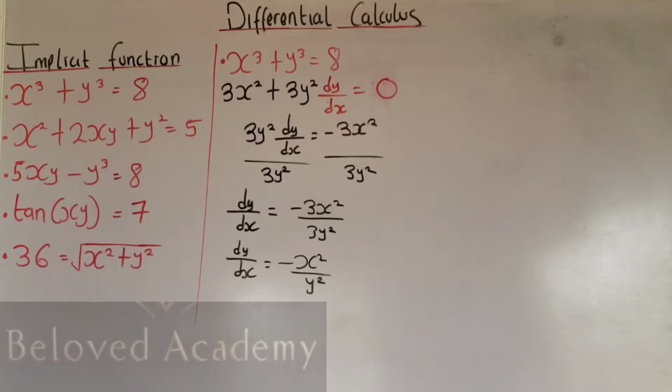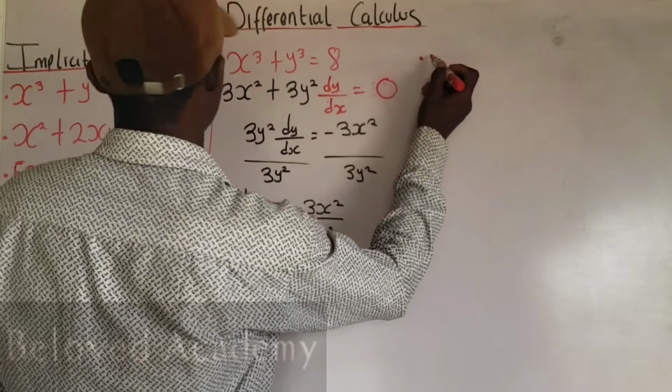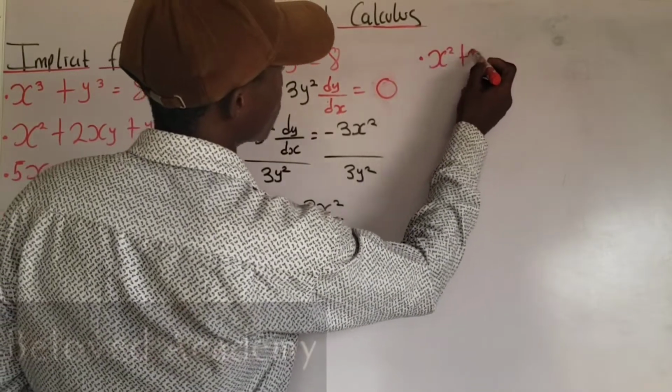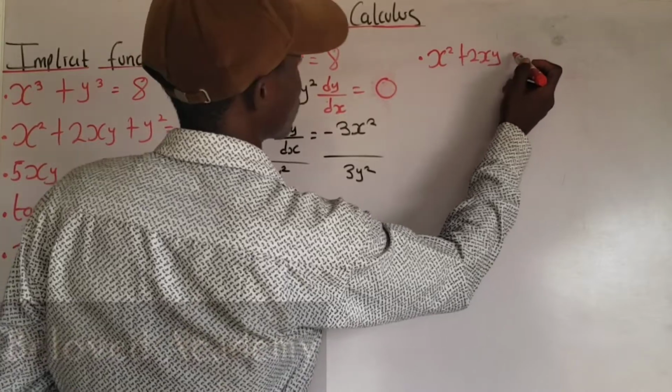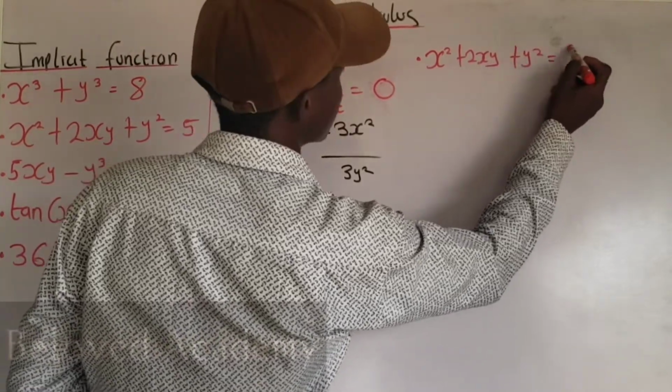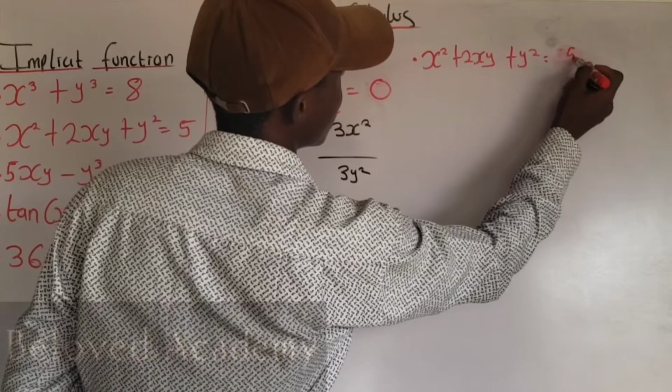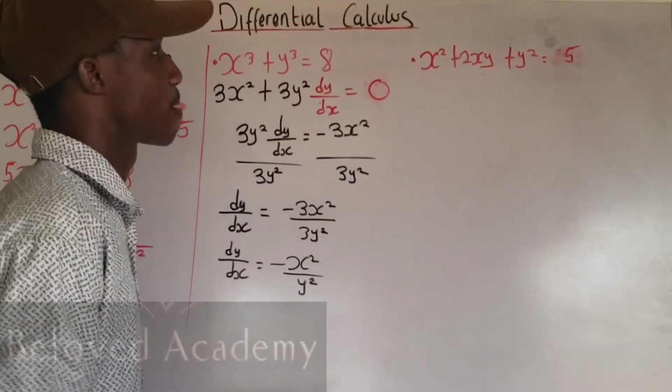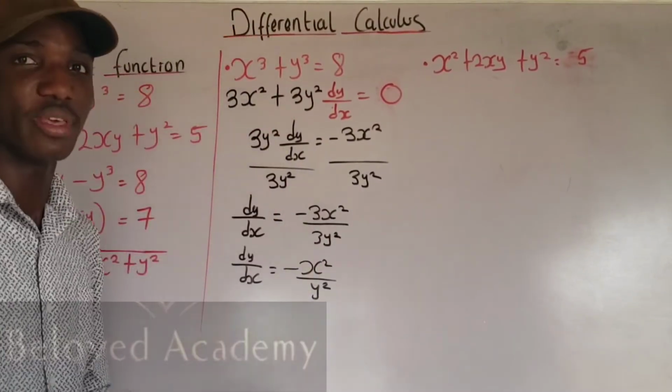How do we take the derivative of this implicit function? All you have to do is, okay, let's first write it out. We have x squared plus 2xy plus y squared equals 0. Oh, equals 5. Okay. Now pay attention, please. We are still going to go the same way.